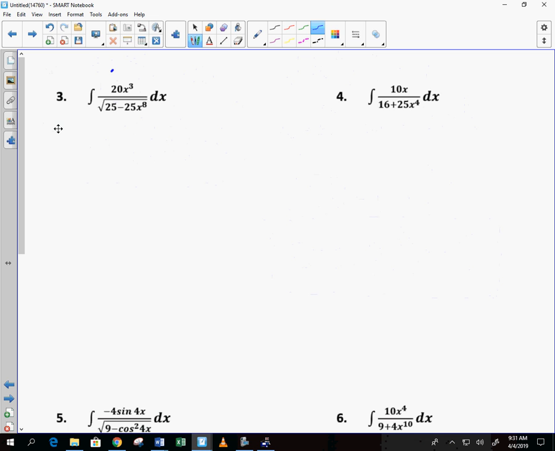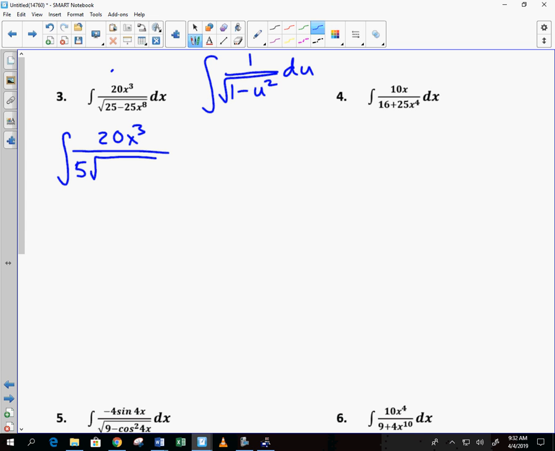Number 3, which form? Arcsine. Integral of 1 over the root of 1 minus u squared. Everybody agreed? That's what we're going towards. So what should we factor out of the bottom? Factor out a 25, and I get the integral of 20x cubed over, when you factor out the 25, what will it become? 5. Root of what? 1 minus x to the 8th.